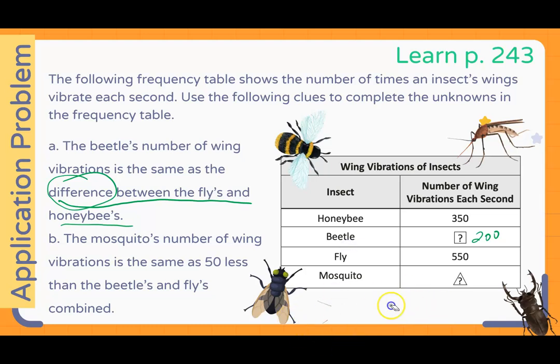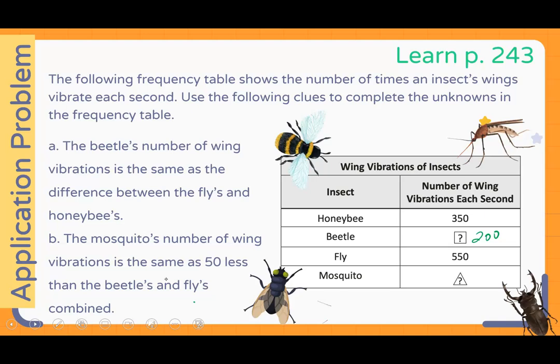Again, if you didn't get that all copied, rewind it, pause it, copy it, and move on. Here we go. B. B says mosquitoes' number of wing vibrations is the same as 50 less than the beetles and flies combined. Ooh, this is going to be a little bit of a long one.